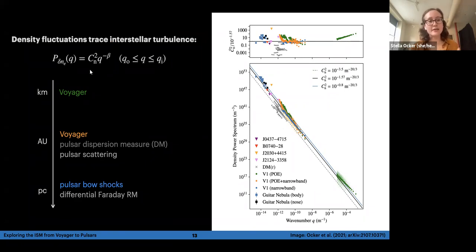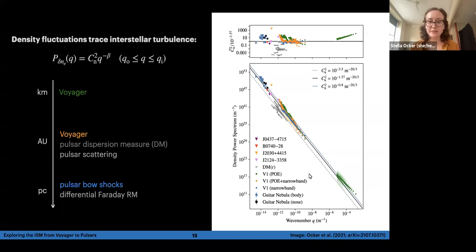And the spectrum has an amplitude Cn squared and a spectral index beta, which is 11/3 for Kolmogorov turbulence. And so this spectrum extends from the outer scale q_o, where turbulence is driven, to the inner scale q_i, where it dissipates. And so Voyager is capable of constraining density fluctuations in this wave number spectrum over a fairly broad range of spatial scales, from tens of kilometers up to tens of AU.